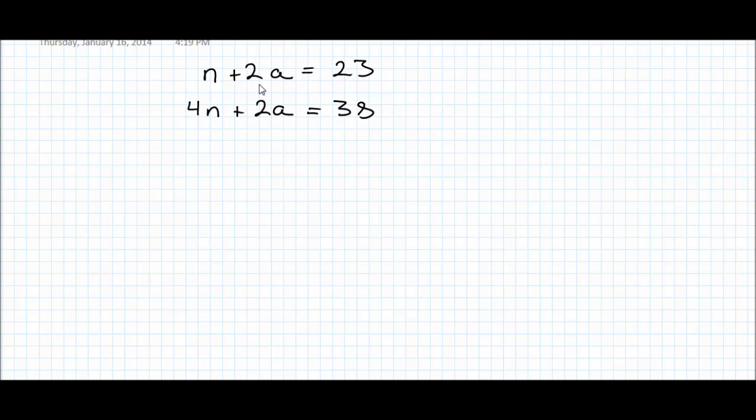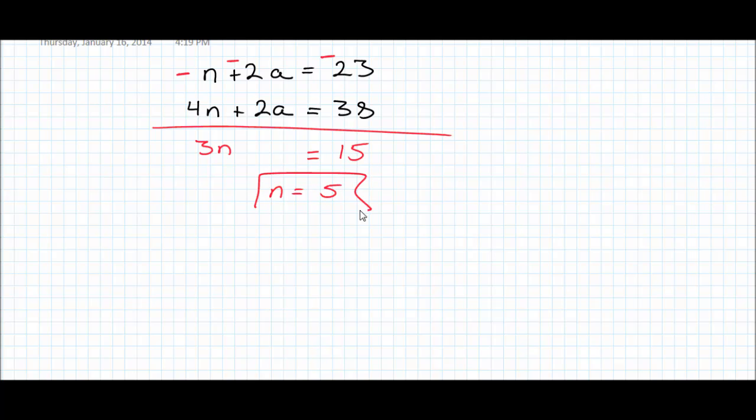Okay, well, we have the coefficients of the a's are the exact same. Only thing we have to do is subtract them, so we're going to change the signs on the top one, so we can stay with positive numbers. So negative n plus 4n is 3n. Negative 2a plus 2a is 0. Negative 23 plus 38 is 15. So 3n equals 15. Divide each side by 3, and we get n is equal to 5.